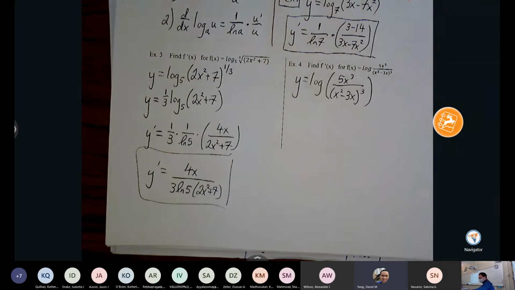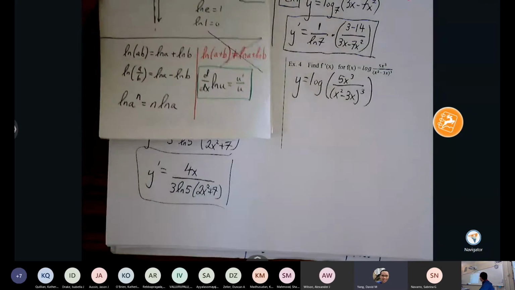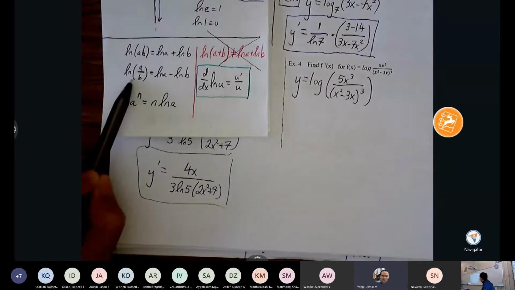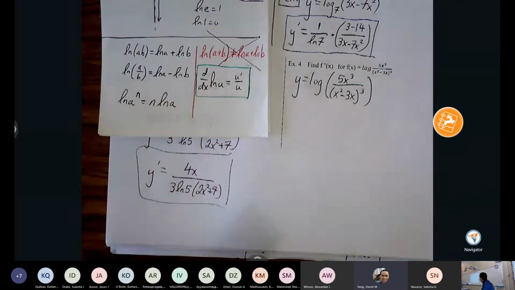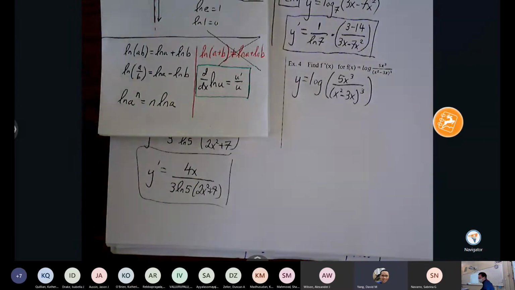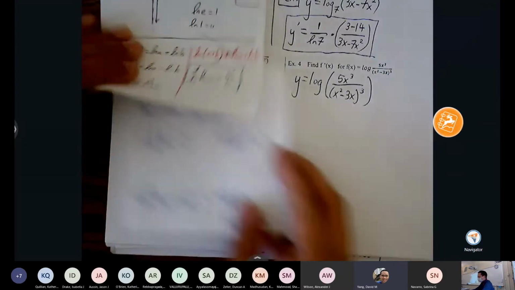Product. Yep. What's the other one? Quotient. Quotient property, right? And then once you get past quotient property, maybe there is an exponent property you can take care of as well. Okay, so see if you can expand that, and then you can approach it with this rule.